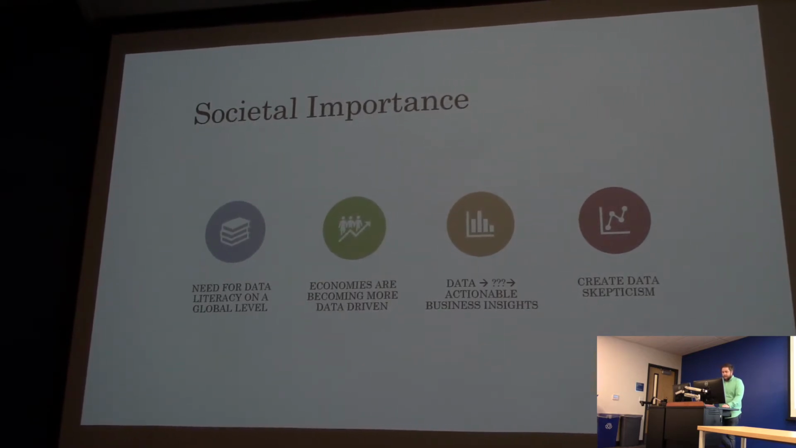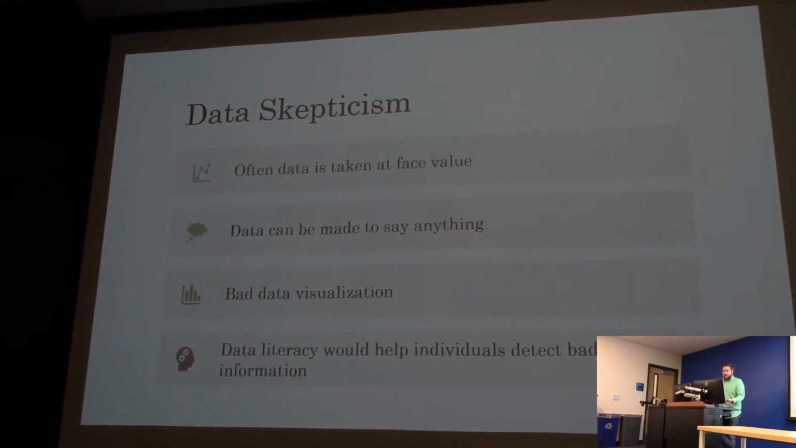And a big part of the societal importance here is to create data skepticism. And this is more on a public level. Often data is taken at face value, specifically graphs. And as we all know, we've played with data visualization. You can really make it say whatever you want if you're not following best practices or good principles. And so more public data literacy would help individuals detect this bad information faster, or just be aware that, hey, this graph doesn't look quite right, and maybe I shouldn't trust it right off just at face value.